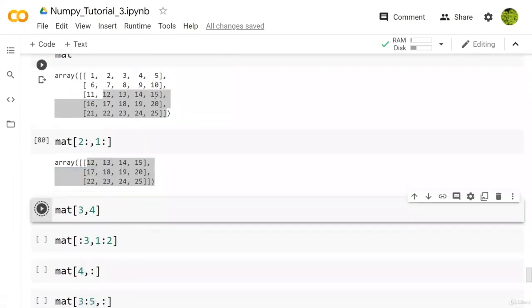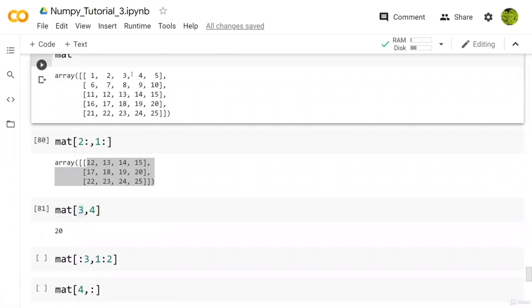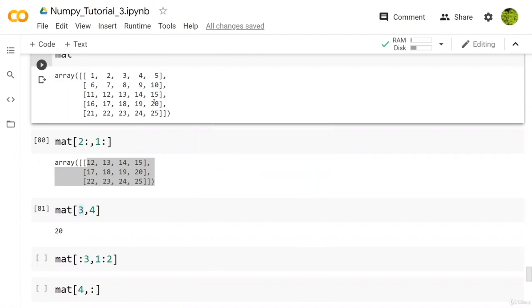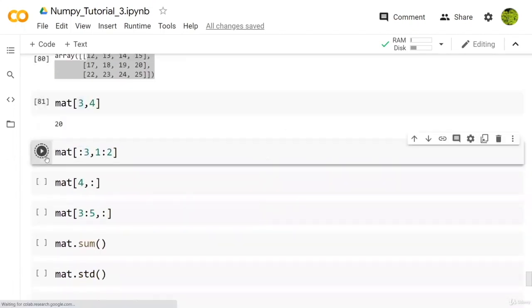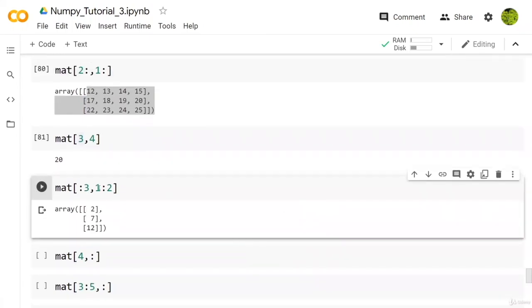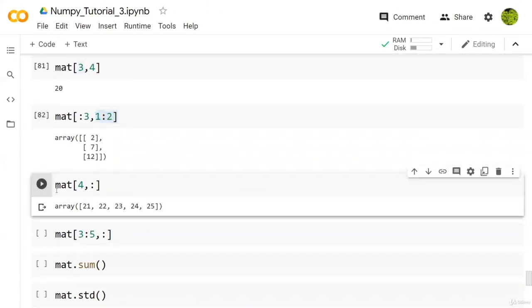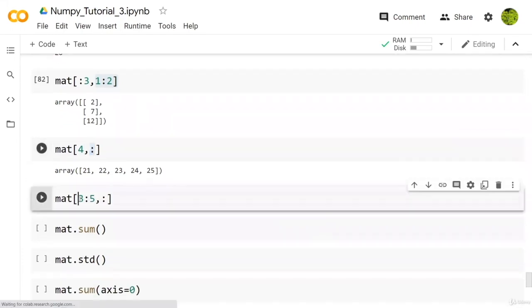A particular element I can also reach, the third and fourth. So 3 will be this and 4 will be this. So 20 will be selected. 3 will be 0, 1, 2, 3, and 4 will be 0, 1, 2, 3, 4. Okay, great. I can take up to 3 and columns from 1 to 1. So for 4, all elements, that means row number 4 will be selected and all columns will be selected. Row numbers 3 and 4 will be selected and all the columns will be selected.